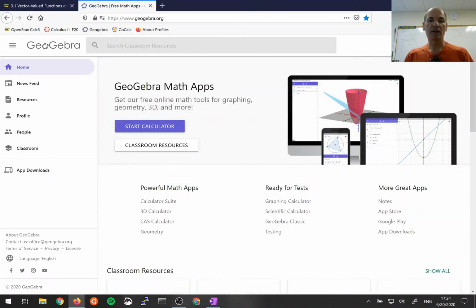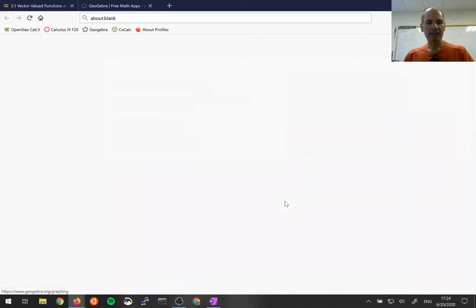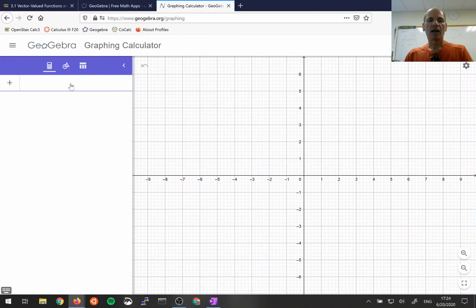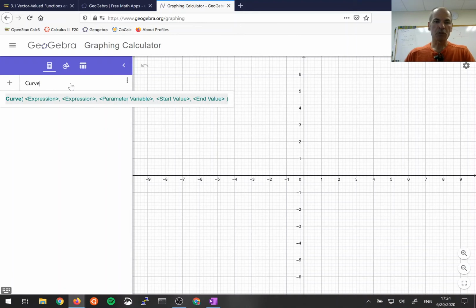GeoGebra is able to plot space curves. Let's go to the graphing calculator. Remember, the graphing calculator is the 2D context, and this is a two-dimensional curve. And there's also the 3D context. If we had 3 component functions, then we would be using the 3D graphing calculator. In both cases, we have a function called curve, and it prompts you with the kind of syntax that it wants. It wants an expression for the first coordinate, one for the second coordinate, the parameter, t in this case, and where you want the parameter to start and where you want it to end.